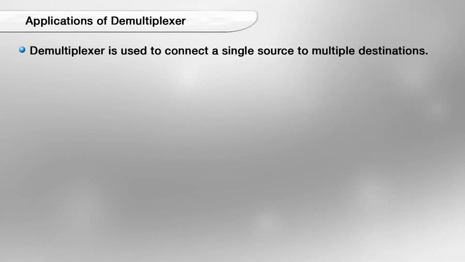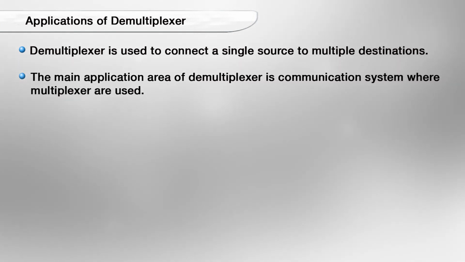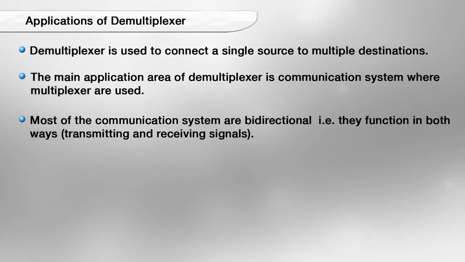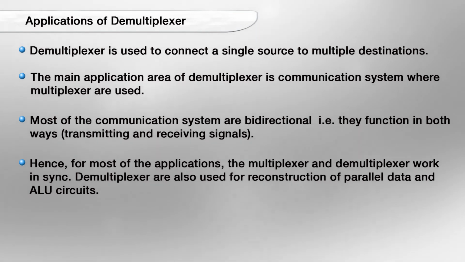The applications for demultiplexers are here. Demultiplexers are used to connect a single source to multiple destinations. The main application area of a demultiplexer is communication systems where multiplexers are used. Most communication systems are bidirectional as discussed. They function both ways, as transmitters and receivers. Hence, in most applications, multiplexers and demultiplexers work in synchronization. Demultiplexers are also used in reconstruction of parallel data and ALU circuits.